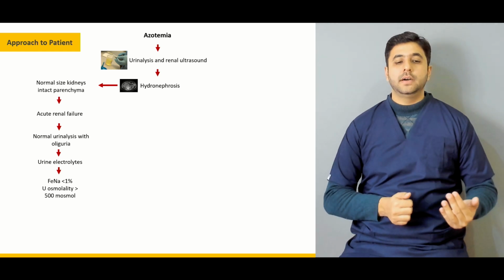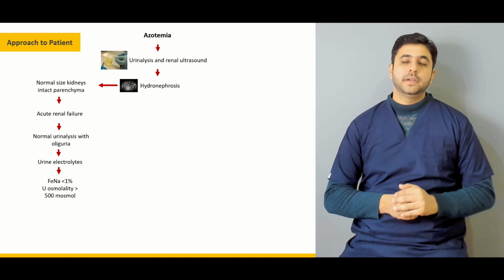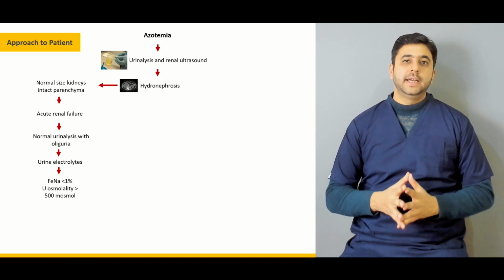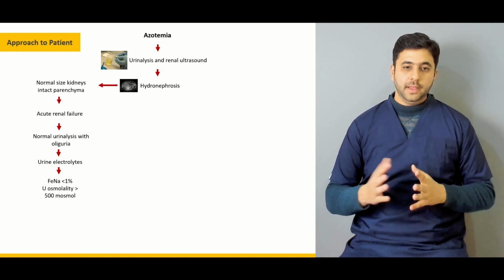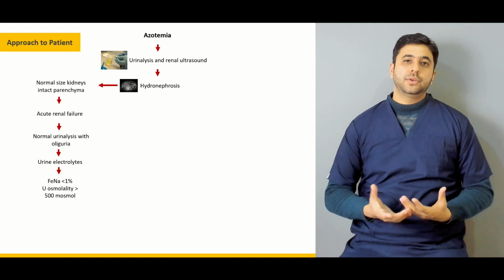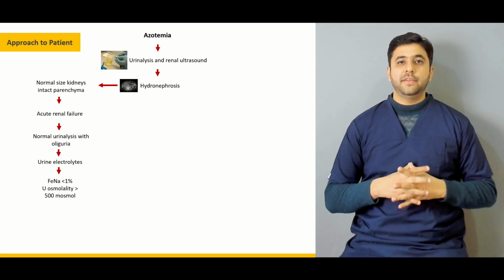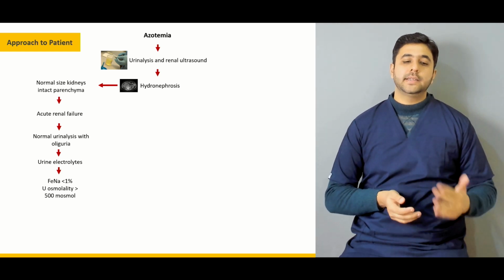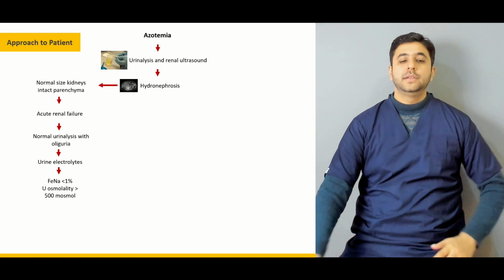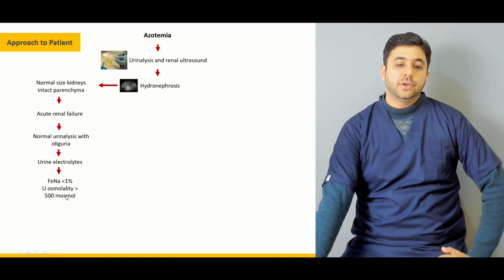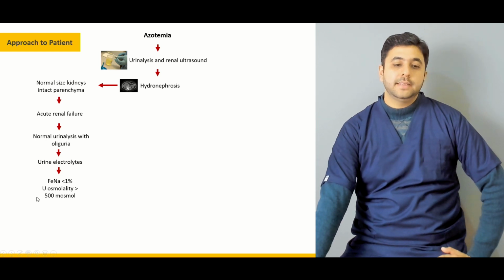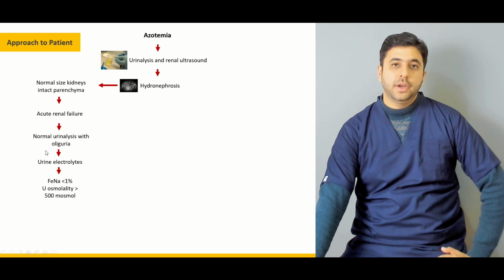So if someone presents with a urine electrolyte or urinalysis picture of FeNA less than 1, that means the kidneys are working fine, the tubules are intact, and they are doing their job. Similarly, if the kidney tubules are working fine, the kidneys are able to concentrate the urine, and the urine osmolarity is generally greater than 500 milliosmoles per liter. So as you see here, FeNA is less than 1% and the urine osmolarity is greater than 500 milliosmoles per liter. You can clearly see that although this patient has oliguria, or decreased urine output, the kidneys are working fine.